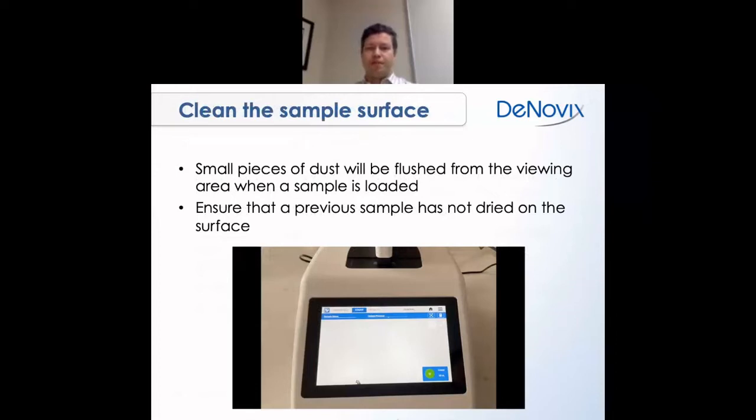Something that there seems to be a little bit of confusion about when I've been out in the field doing demos is how crucial is it, when you're looking at the live preview before you've loaded cells, that it's totally clean.